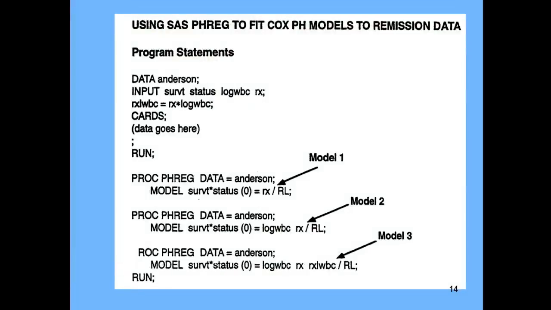You'd say PROC PHREG, tell the computer what the data set is, and you define your model statement where you tell the computer what your survival time variable is and what your failure status variable is, whether somebody's failed or was censored. You'd have to tell it the value of the censored status variable, and then you'd put the variables you want to consider in your model to the right of the equal sign. And if you put RL after the slash, that's going to give you confidence intervals around the regression coefficients, or around e to the regression coefficients, depending on how you do it. So I showed you that.